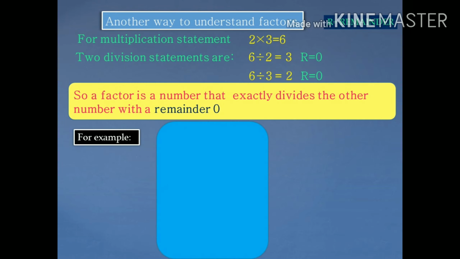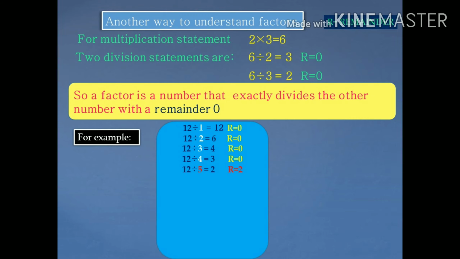For example, 12 divided by 1 is equal to 12, where remainder is equal to 0. 12 divided by 2 is equal to 6, where remainder is equal to 0. 12 divided by 3 is equal to 4, with remainder 0. 12 divided by 4 is equal to 3, with remainder 0.